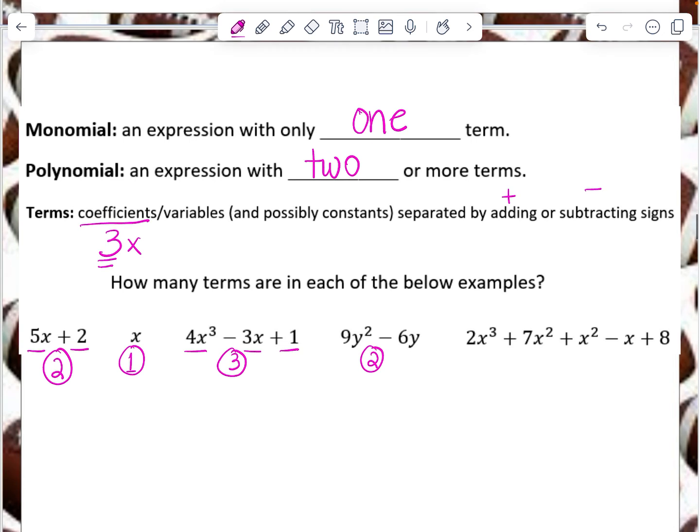And then be careful with this last one, it's a little tricky. We have not combined like terms. So 2x cubed plus 7x squared plus x squared. Before we can count the number of terms in a polynomial, we have to make sure that it's as simplified as it can be. So we would rewrite this as 2x cubed plus 8x squared minus x plus 8, and in fact it has 4 terms.